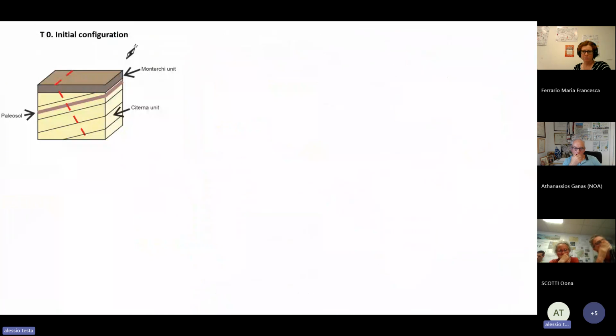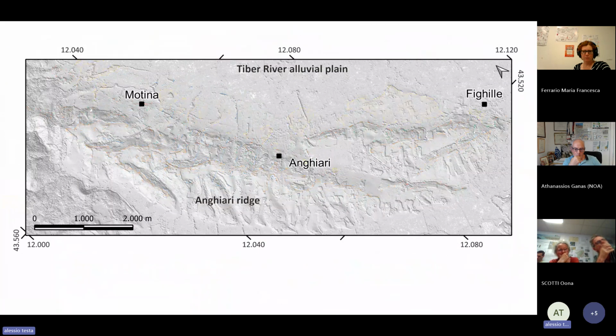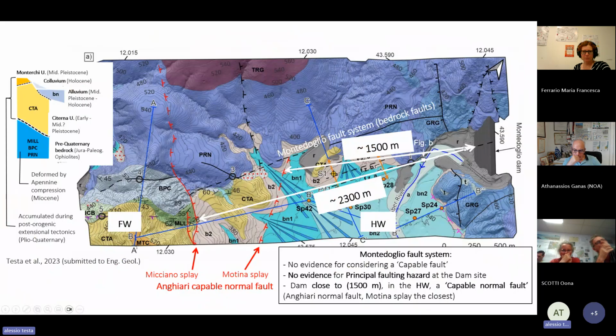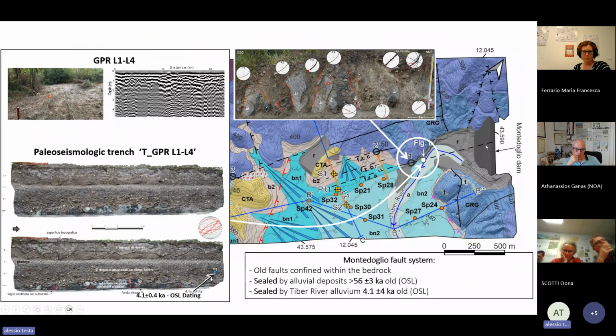Actually, we know that beneath the dam, there is a discontinuity, which is this fault here that crops out on the road to the dam. And we also know the presence of this fault from a picture from the building of the dam. It's very clear in the picture, the presence of a discontinuity, which is of course perpendicular to the main fault, but it is on the edge of the basin.